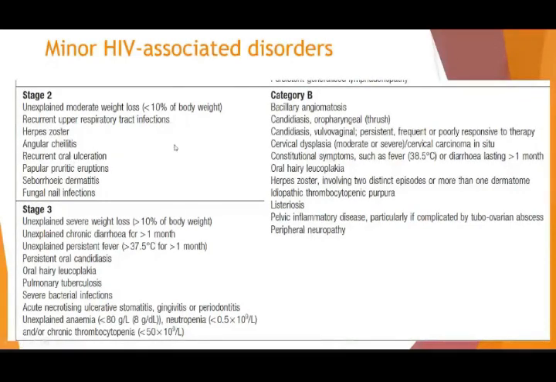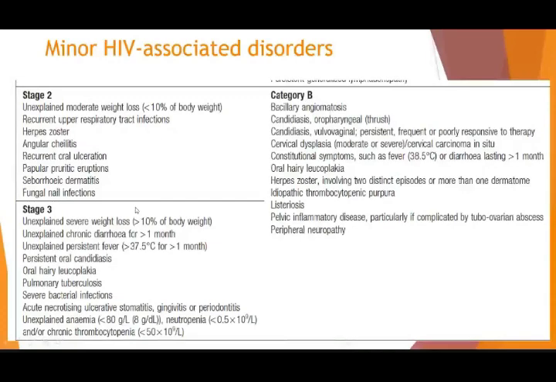It may also be an infectious ulcer. Other than HIV, what is the common infectious cause of recurrent oral ulcers? Herpes. Yes, recurrent herpes simplex. For other causes, celiac disease may cause recurrent oral ulcers. So these are the differential diagnoses of recurrent oral ulcers.